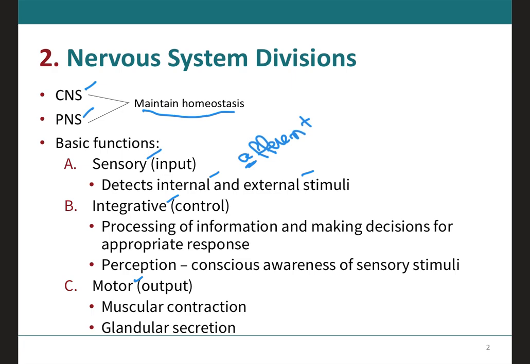Next, we have the integrative function, where the nervous system is going to process this sensory information that's arriving in the central nervous system by analyzing it and storing some of it, and then by making decisions for appropriate responses to this sensory information. And this activity is known as integration. An important integrative function is, for example, perception, which is the conscious awareness of a sensory stimulus. So you are aware of that stimulus that's arriving at the central nervous system. And perception occurs in the brain, not at the spinal cord.